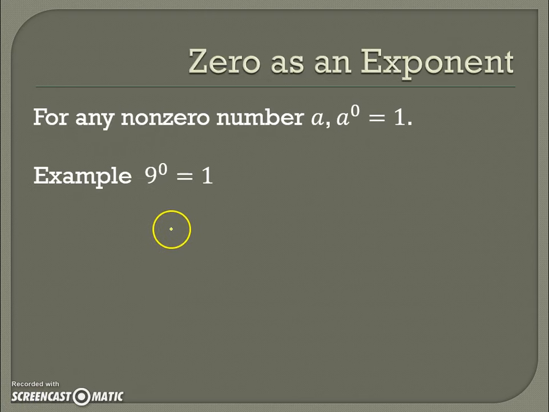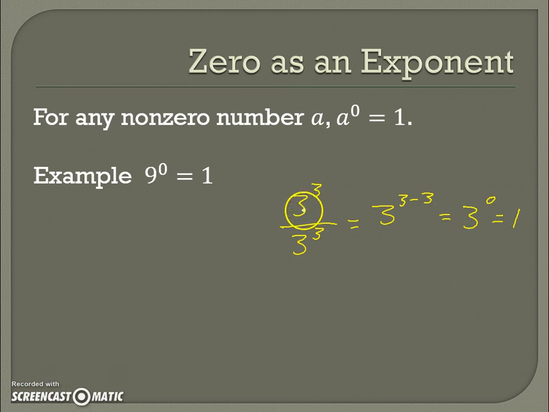It says for any non-zero number a, a to the 0 power equals 1. For example, 9 to the 0 equals 1. Here's why this works, by the way. If I have 3 to the third, and I put that over 3 to the third, well, we know that any number over itself is equal to 1. But if I follow that exponent subtracting rule, then I get 3 to the 3 minus 3, which is equal to 3 to the 0. If this is equal to 1, and this is equal to this, which is equal to this, then this must be equal to 1. So that's why anything to a 0 as an exponent is equal to 1.